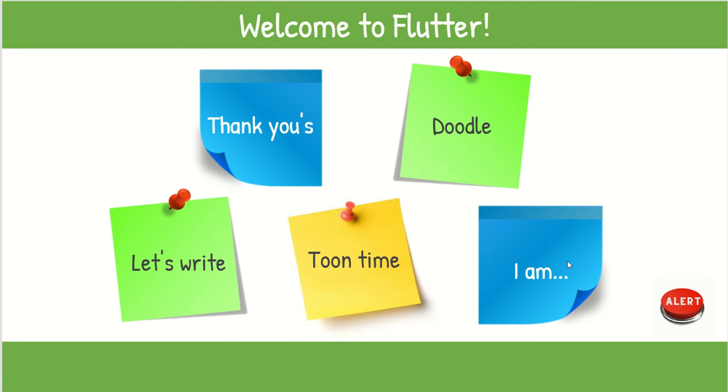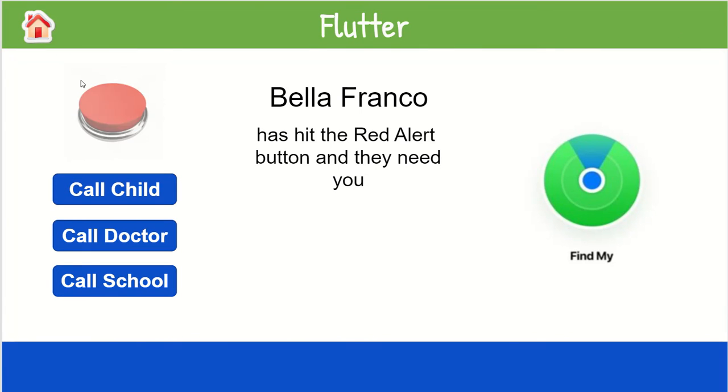But that is one of the last features. The absolutely last feature is the red alert button. So when the child is feeling completely overwhelmed and they're in the red alert stage, they can click on this red alert button and it is going to send this screen notification to the parent. So the parent will get a notification that their child has hit the red alert button, they need you, and they'll immediately have options to call the child's doctor, call the school. They also have here a link to a Find My Friends option, which can help them find where their child is at that moment. But this is a feature that is targeted towards parents.